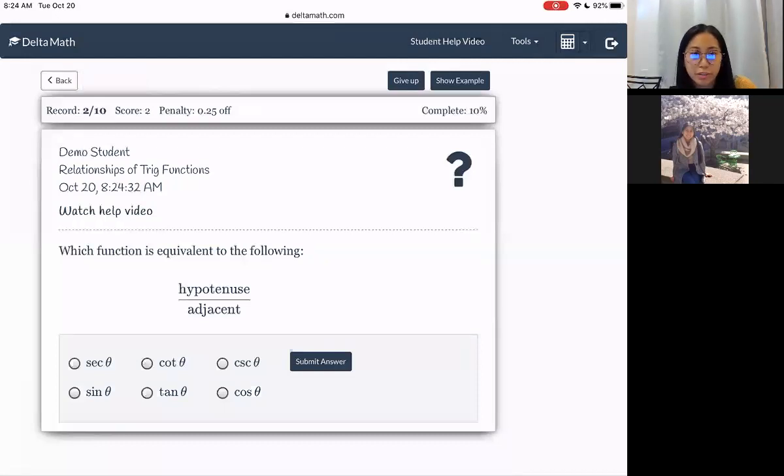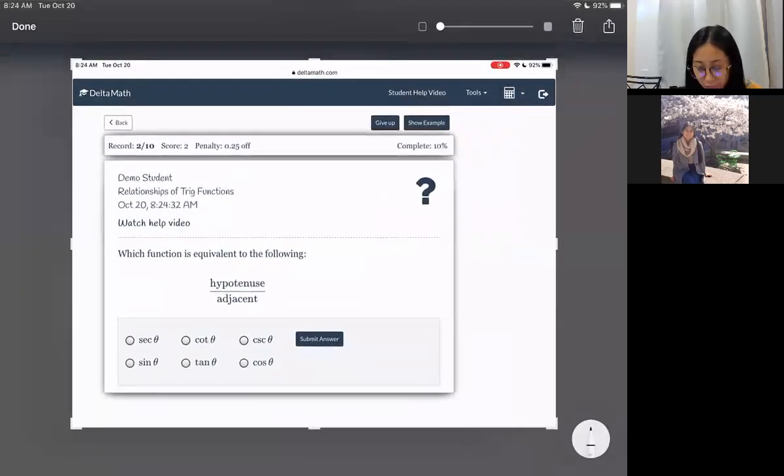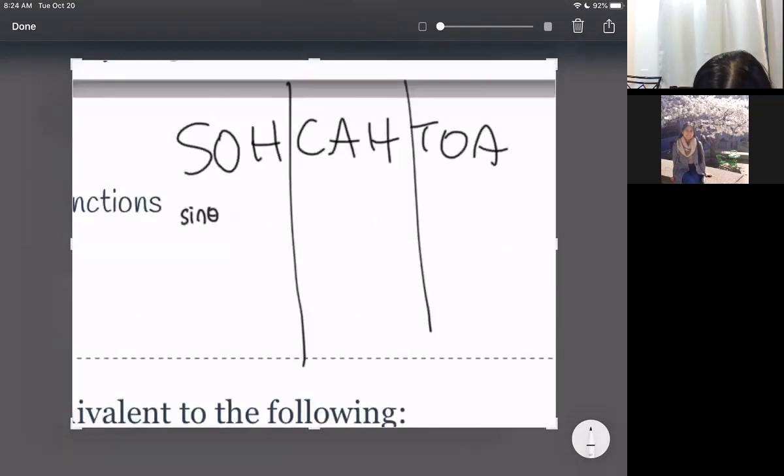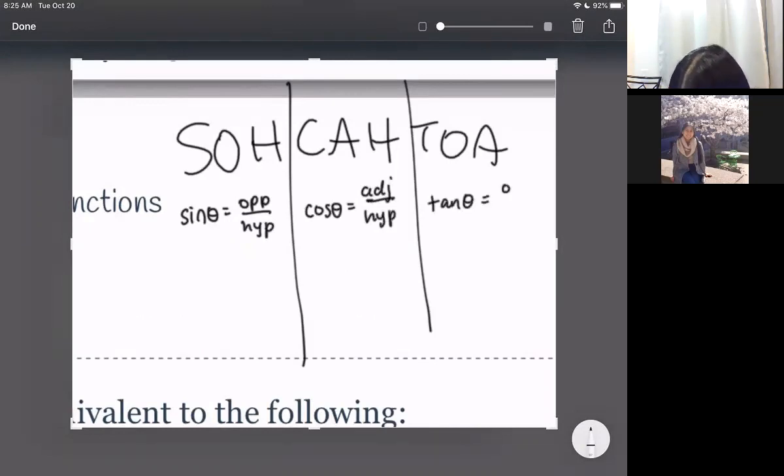Oh, I guess you also got to know SOHCAHTOA. So let's just remind you guys of SOHCAHTOA as well. So we have SOHCAHTOA. I'm going to zoom in. Sine is opposite over hypotenuse. We can remember that cosine is adjacent over hypotenuse. And you can remember that tangent is opposite over adjacent.